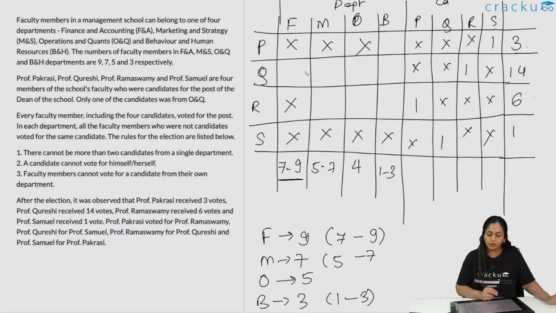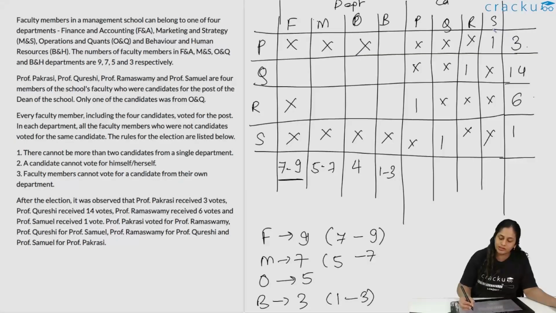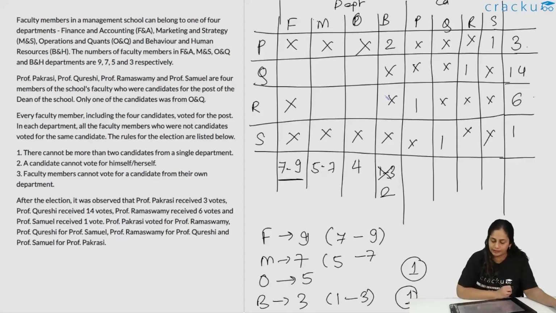For Pakrasi, who could the votes potentially come from? So I have put cross, cross, cross. From all other departments, it is a cross, which means that the 2 votes that are required for Pakrasi have to come from over here, which means that this is not 1, 2, 3, this is exactly 2. From OQ you have 1 candidate, from BNH also you have exactly 1 candidate, because there are 2 remaining votes from this particular group. So there is exactly 1 candidate from BNH, and exactly 1 candidate from O and Q. So this is done, the remaining will be crossed, BNH cannot vote for anybody else.